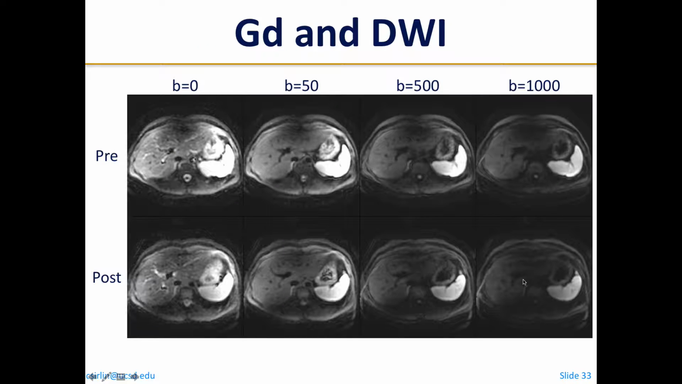Gadolinium also has very little effect on diffusion. So this is pre and this is post, B0, B50, B500, B1000. Again, I should have covered this up because most of you can now guess that these were done before and these were done after gadolinium. But if I hadn't labeled these pre and post, could you have guessed which ones were done before and after gadolinium? I think the answer is no. So the take-home message is, might as well do your diffusion-weighted imaging post-gadolinium. There's no advantage to doing it pre-gadolinium.